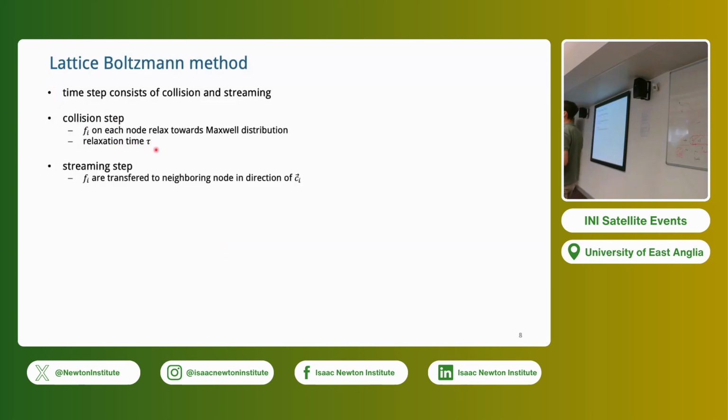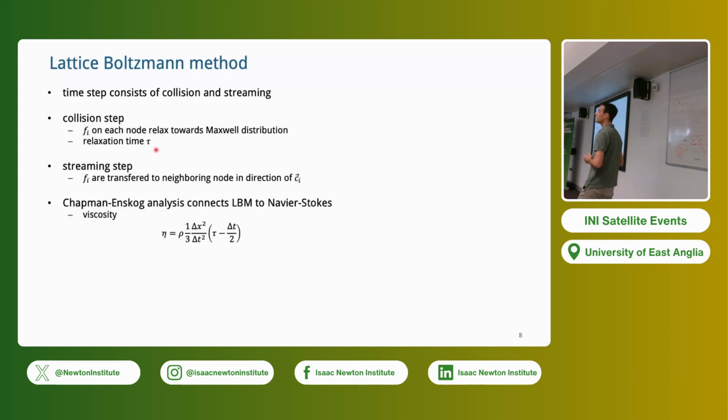The streaming step then simply transfers. So you have the molecules with a velocity going to the upper right. All these molecules are transferred from one lattice site to the upper right neighboring lattice site. So it's a very simple algorithm. To connect this to the Navier-Stokes, you can write down momentum conservation.